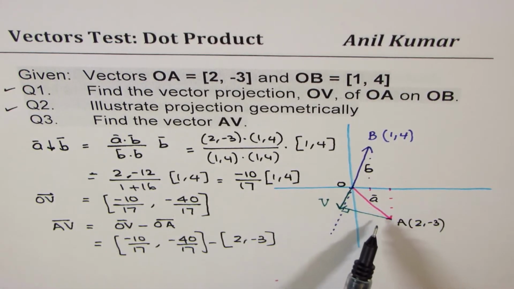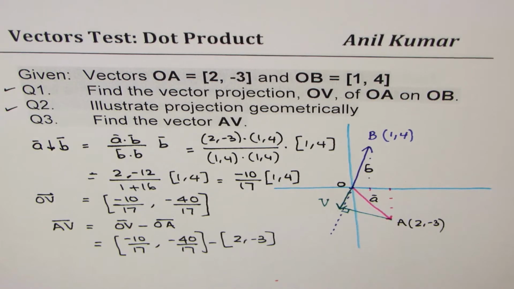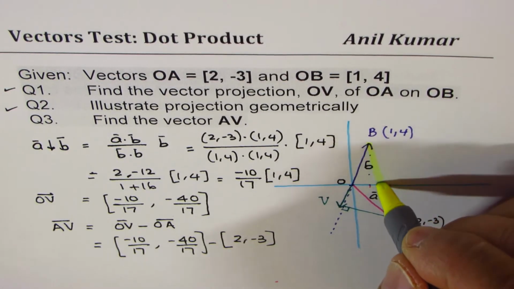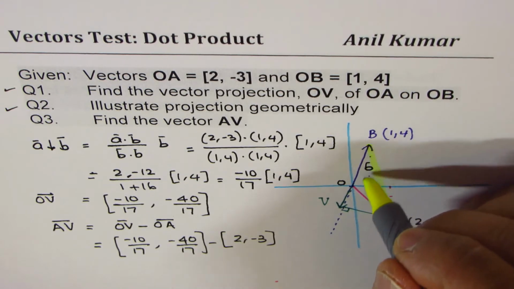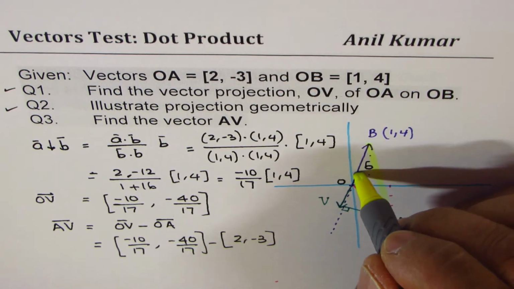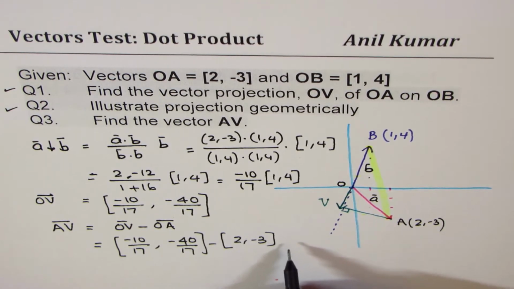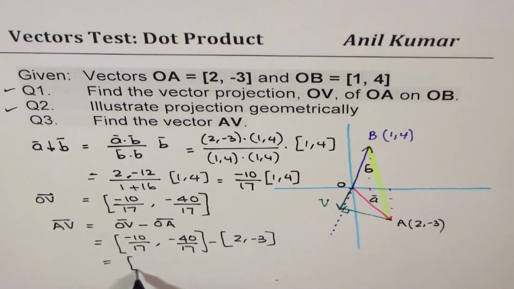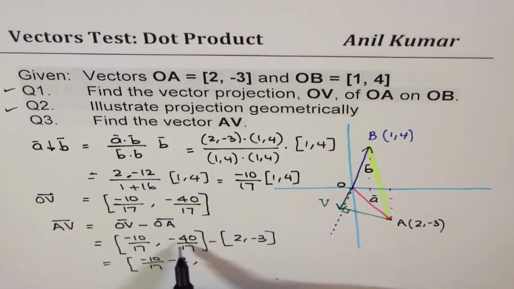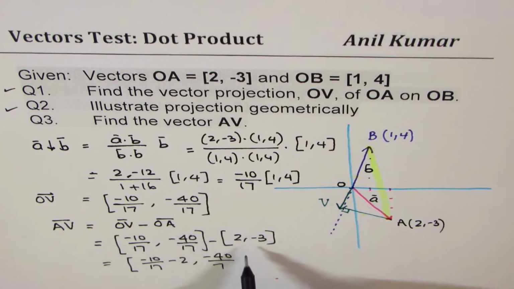Now, finding AV is actually useful at times since, do you see one thing? Let me show you here very clearly. It's an application. If I join B to A, we have a triangle and we can find the area of the triangle as half base times height. So AV is the height of this triangle, correct? So let's solve this. So we have this minus this. That means x coordinate is minus 10 over 17 minus 2. And the y coordinate is minus 40 over 17 plus 3.